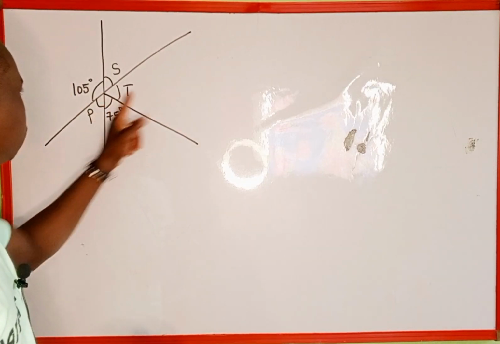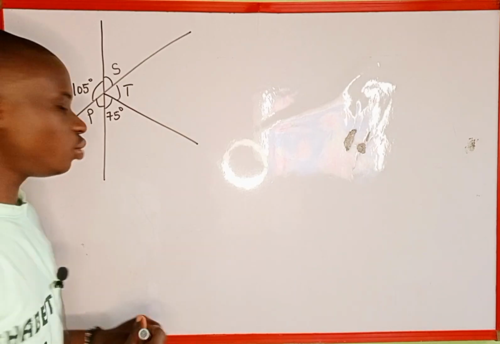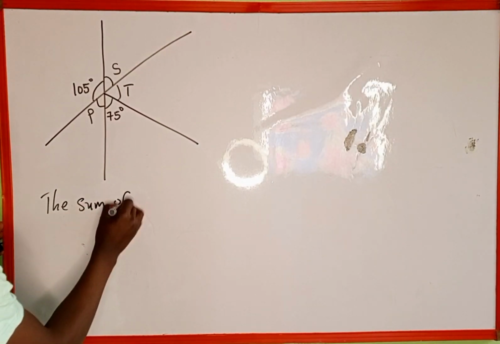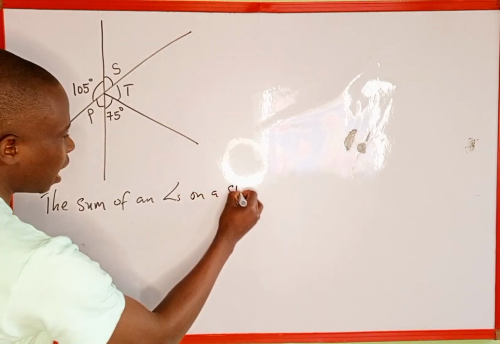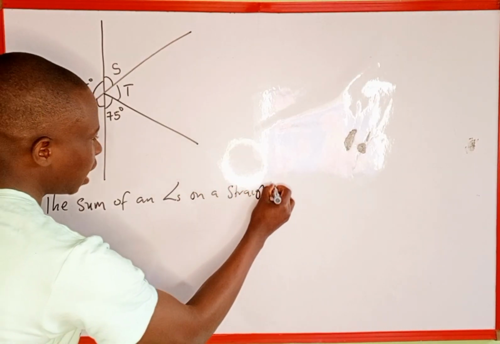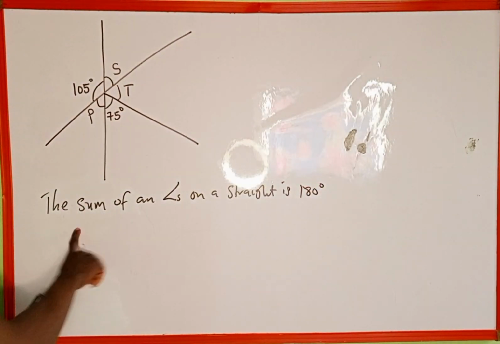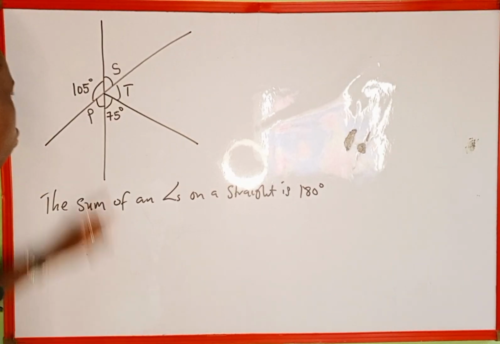To find all these three missing angles, what we are going to recall is one of the theorems that say the sum of angles on a straight line is 180 degree. So we recall this theorem. The sum of angles on a straight line is 180 degree. Now we're going to start from here.